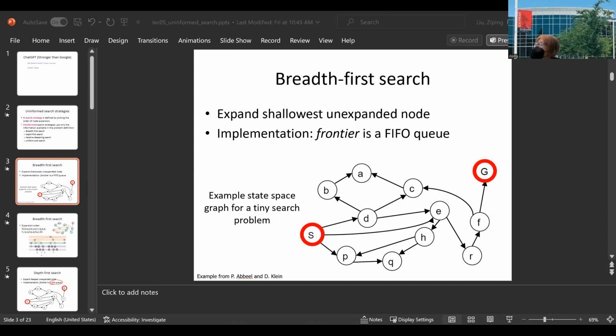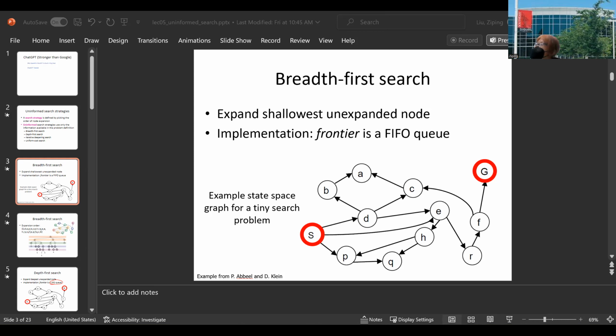The time complexity is based on the maximum depth, so it's B to the N. And for space, depth first search has an advantage because it's linear. It's B times F. So compared with breadth first, depth first has the advantage of space.